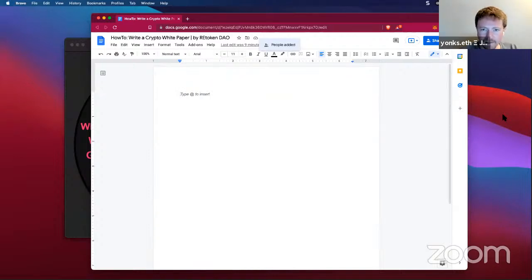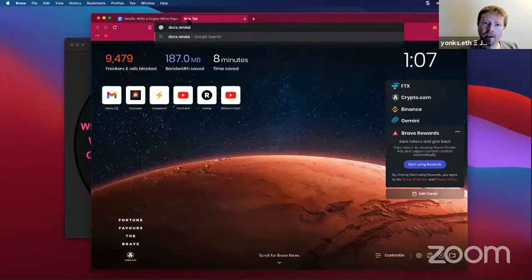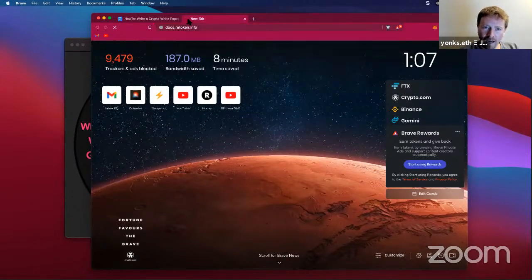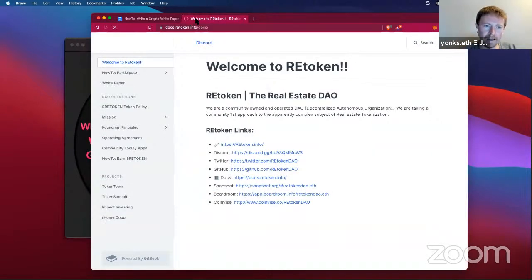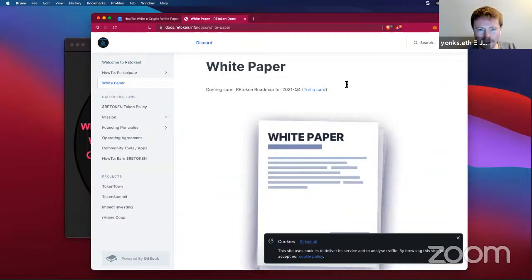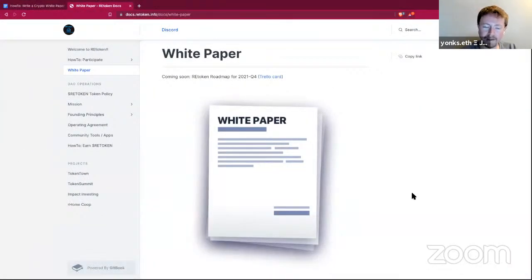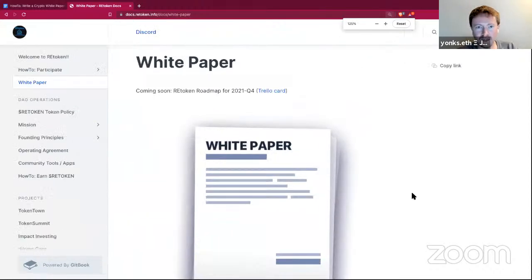We did make the decision on our planning call, and let me open this up here, that ultimately the white paper that we're going to create for REtoken is going to sit here on our GitHub page, and you can see right here on docs.retoken.info. Let me make this a little bit bigger so that everybody can see it here on the live stream.